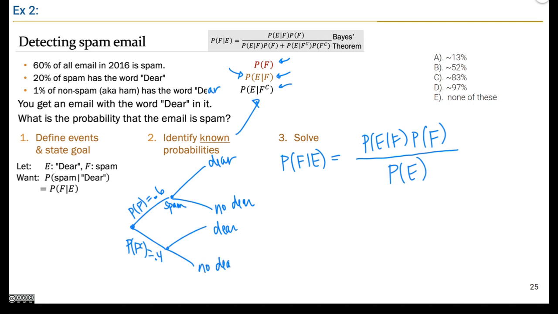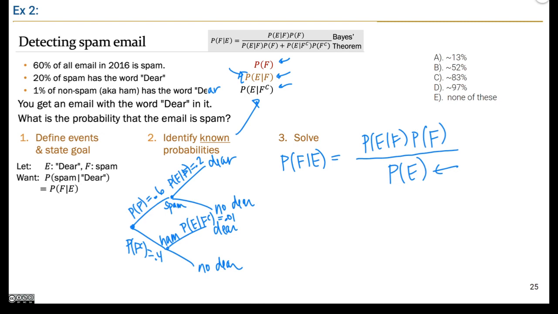Okay, and well, this one will be ham. So the probability of E given F I have above is 0.2. That was one of my given pieces of info up here. And then I'm just going to fill out the ones I need to get to probability of E, because that's in my denominator. So I'm going to come back over here. This is probability of E given not F. And that was also given to me, 0.01.